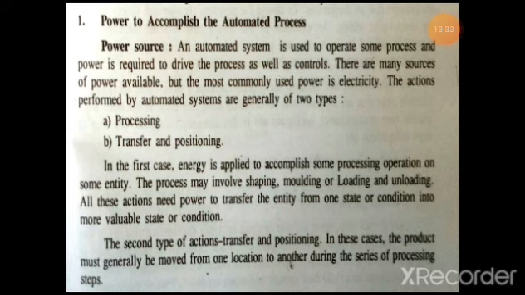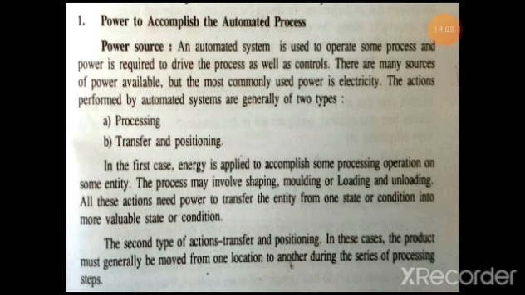There are many sources of power available, but the most commonly used power is electricity. This is a well-known fact. Of course, there are various other powers, for example hydraulic power, pneumatic power or thermal power. But generally the concept is that we use electricity as the power in an automated system. The actions performed by automated systems are generally of two types. The first one is processing, and the second one is transfer and positioning.